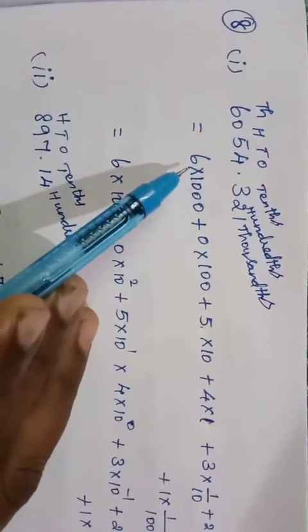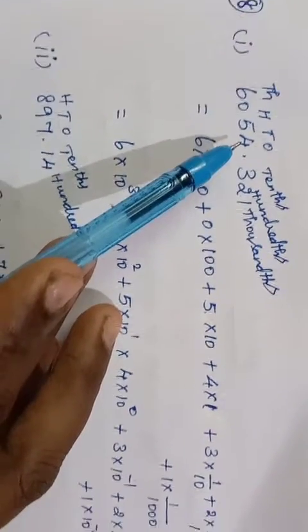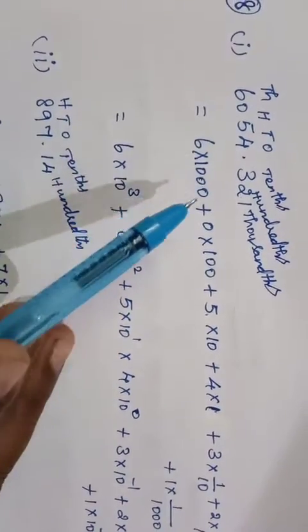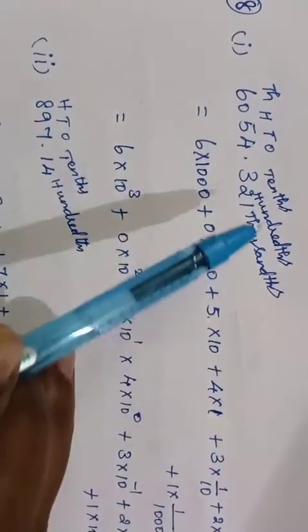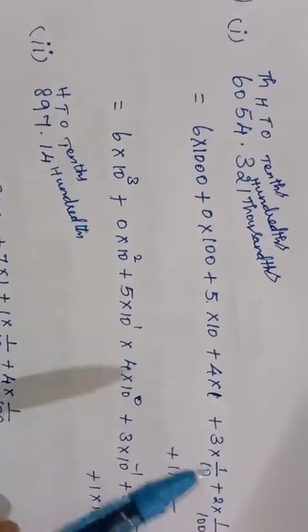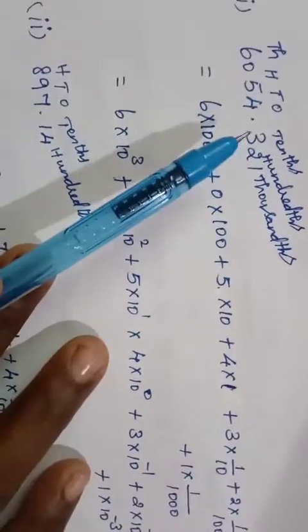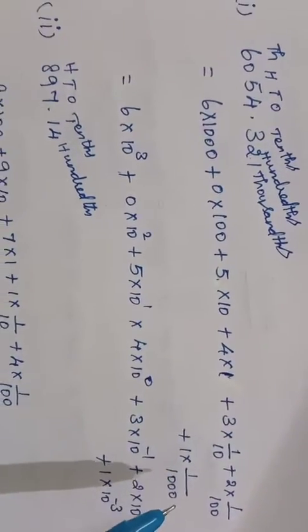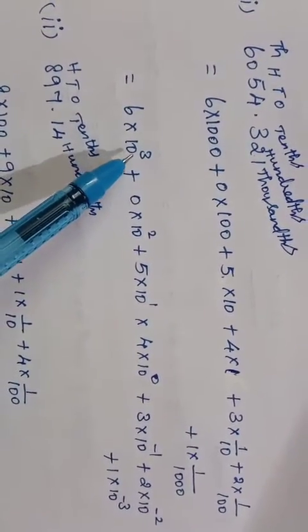So that is 6 into, we have to expand this. You already learned this in 5th standard. 6 is in the 1000 place. So 6 into 1000 plus 0 into 100, plus 5 into 10, plus 4 into 1, plus 3 into 1 by 10, 2 into 1 by 100, 1 into 1 by 1000. It is written as powers of 10: 10 cube is 10 into 10 into 10, that is 1000.